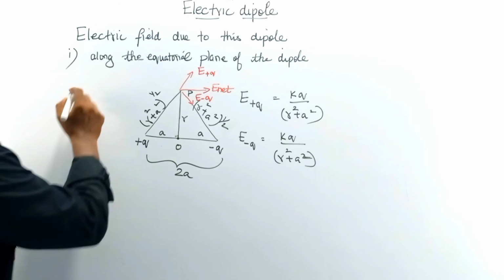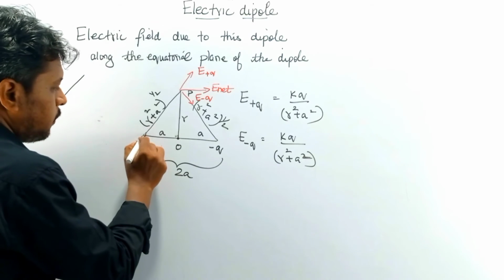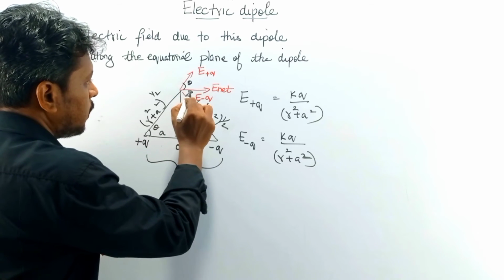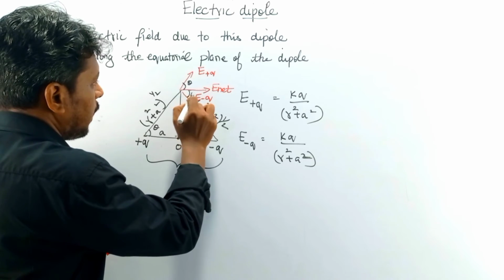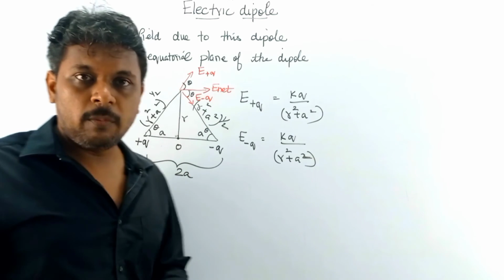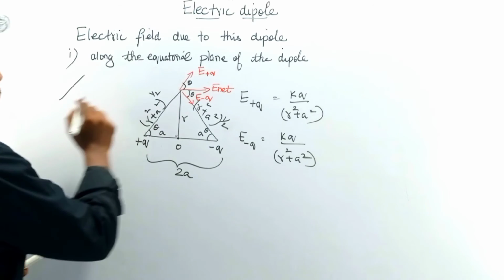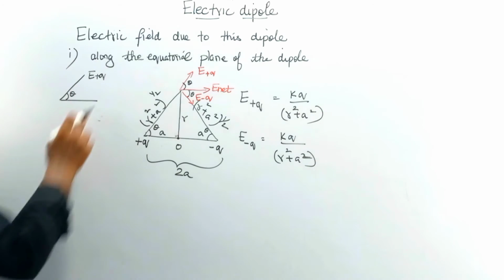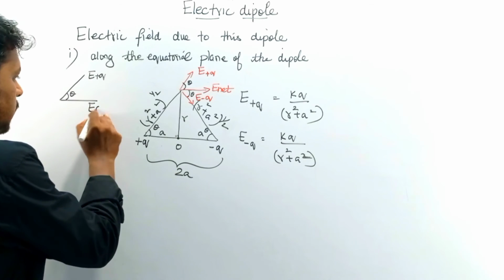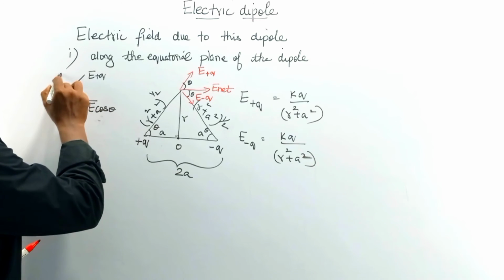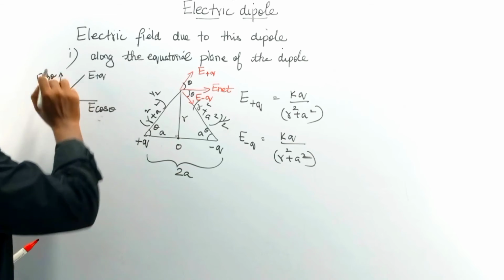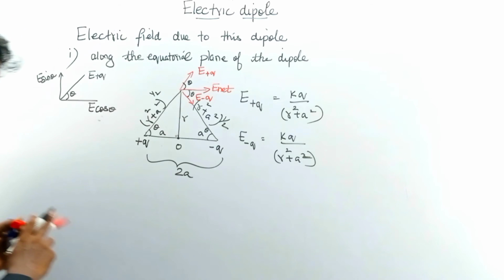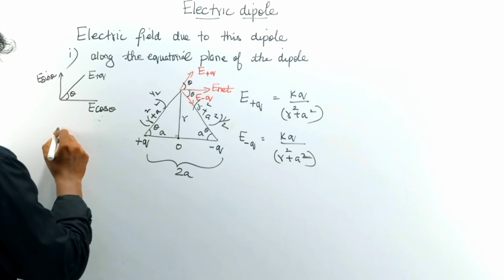Individually, we have E plus Q. If we take this angle as theta, this will be angle theta, and this also will be angle theta. E plus Q will be resolved into two components: E cos theta and E sin theta. Here plus Q is just the notation for the field due to the plus Q charge. Similarly, we draw this diagram with respect to minus Q.